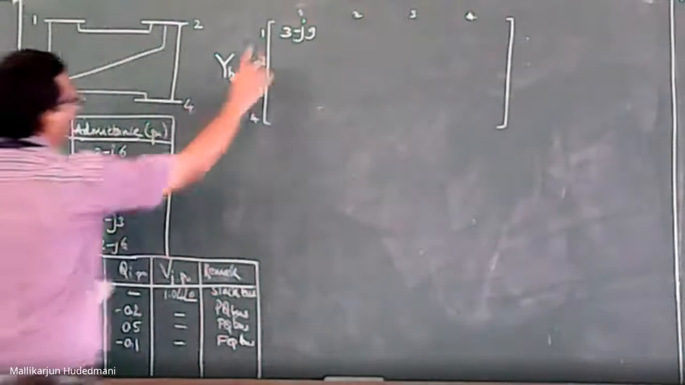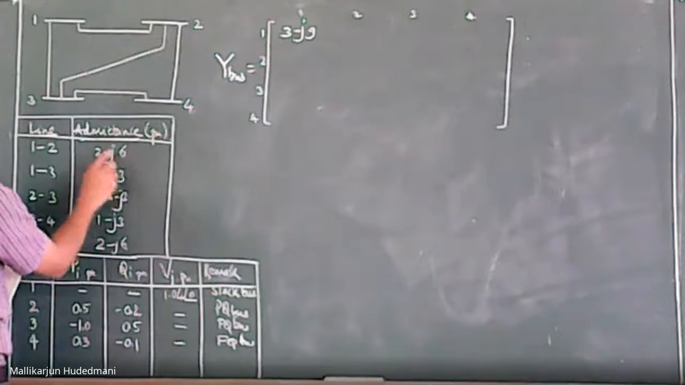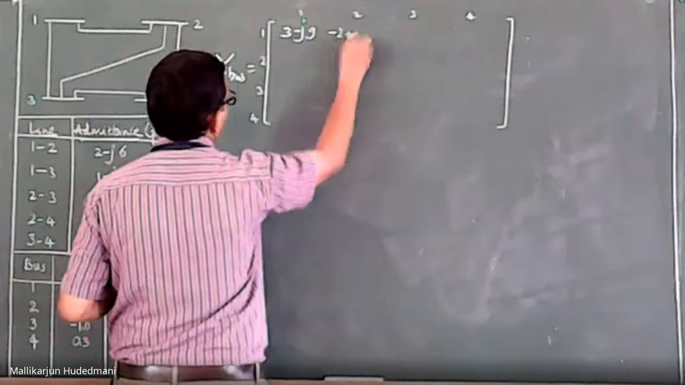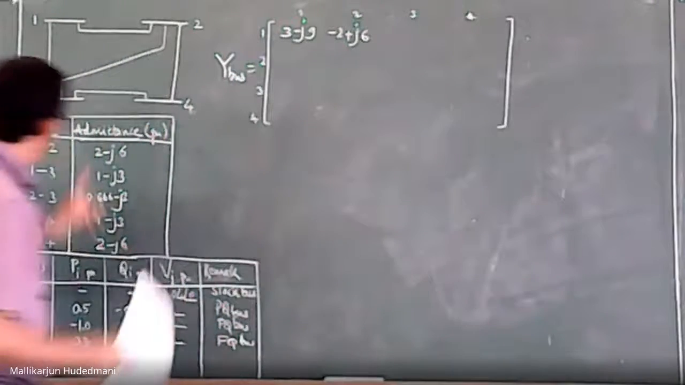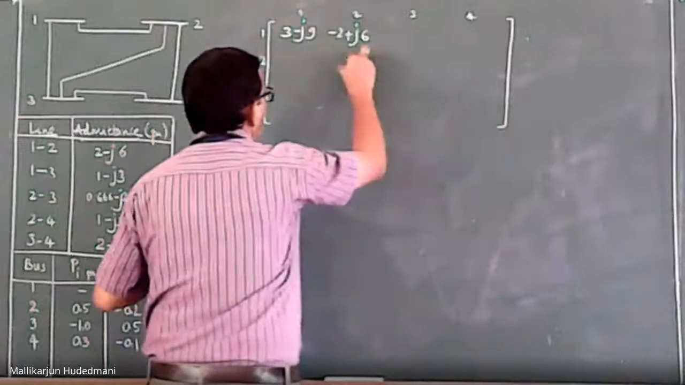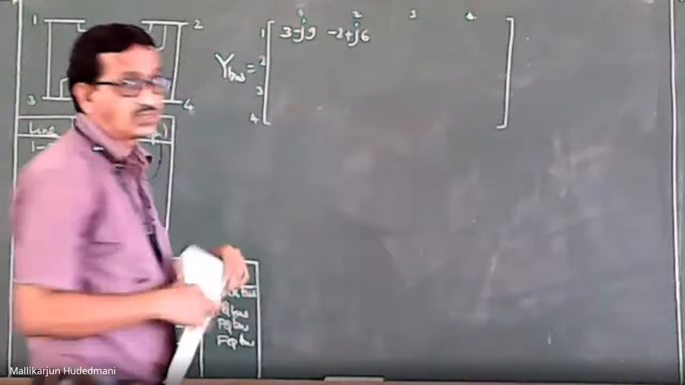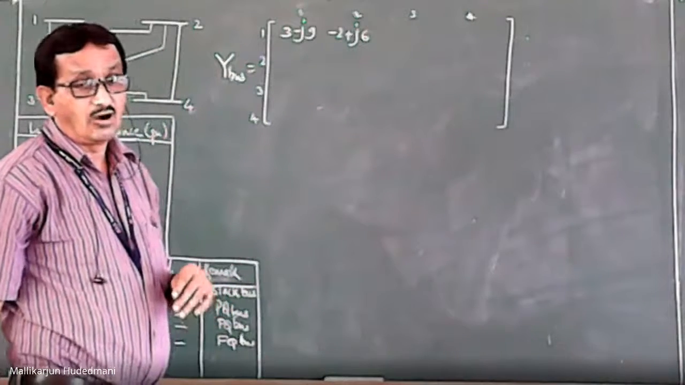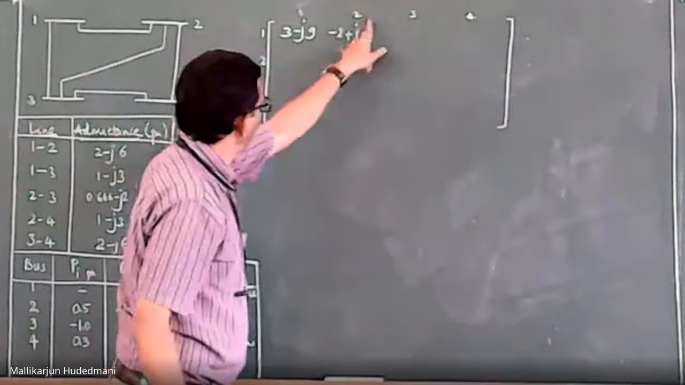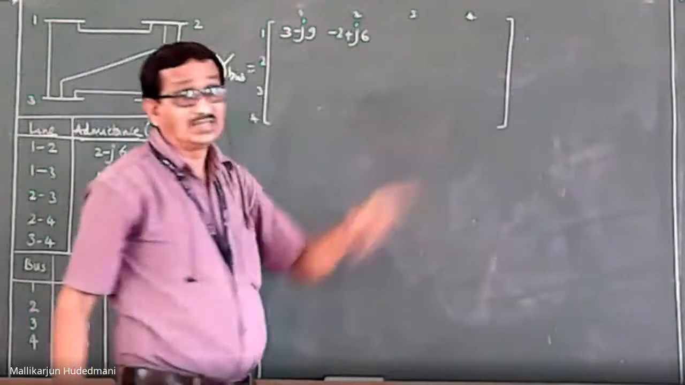Therefore, what is the elemental value of 1 to 2? 1, 2, what is the value? 2 minus j6. Whose negative should I take? It becomes minus 2 plus j6. Okay. Now you got Y12, which is an off diagonal. Diagonals are those which fall on the main diagonal: 1, 1, 2, 2, 3, 3, 4, 4. Other than these, those which fall on the upper triangle and lower triangle of the matrix are called off diagonals. Off diagonals are identified by row number and column number: 1, 2, Y12; 1, 3, Y13; 2, 3, Y23. Like that, I have to announce them.